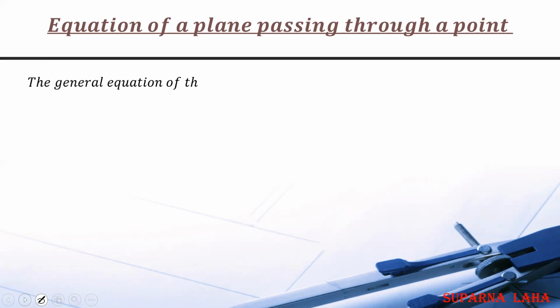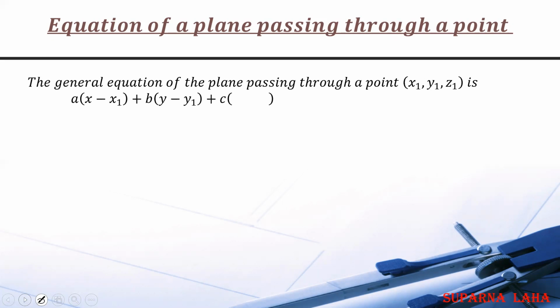If we take the point as x1, y1, z1, then the equation of the plane is a into x minus x1 plus b into y minus y1 plus c into z minus z1 equals 0, where a, b, c are constants. And one thing is very, very important to remember, that a, b, c are not all 0 in the equation of a plane.